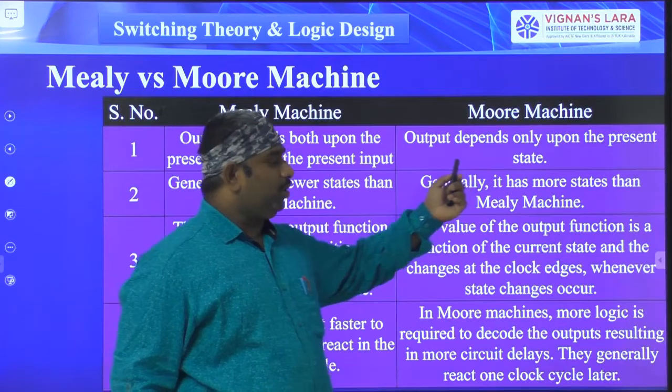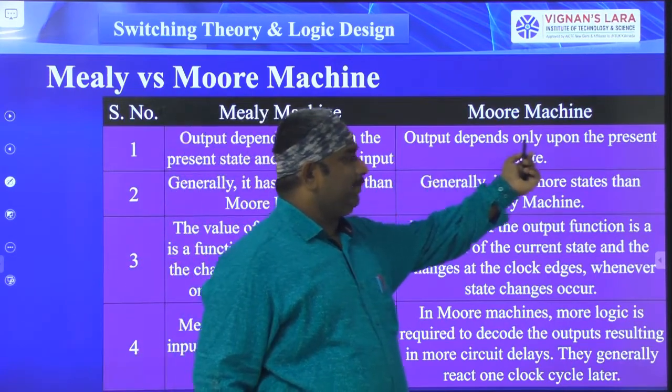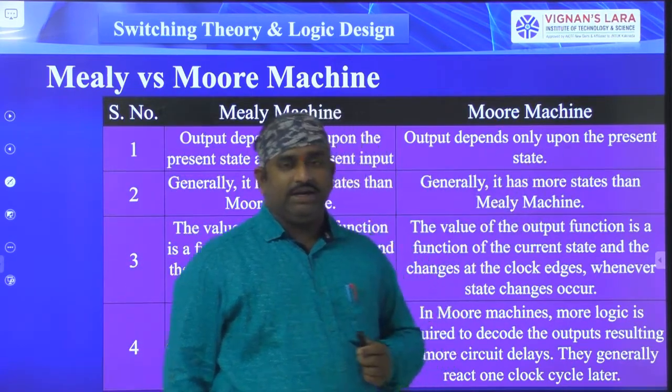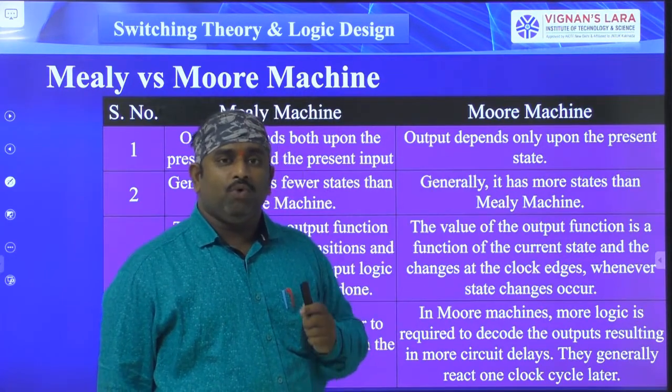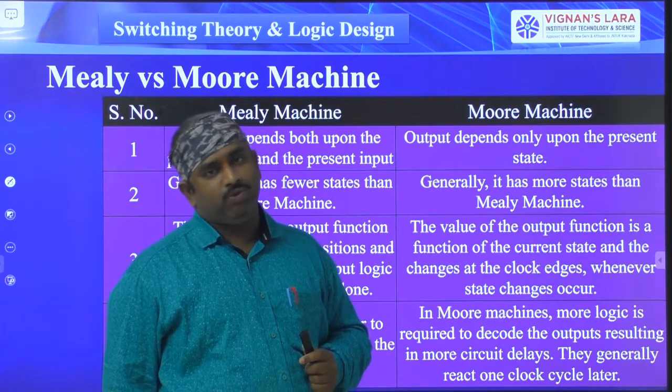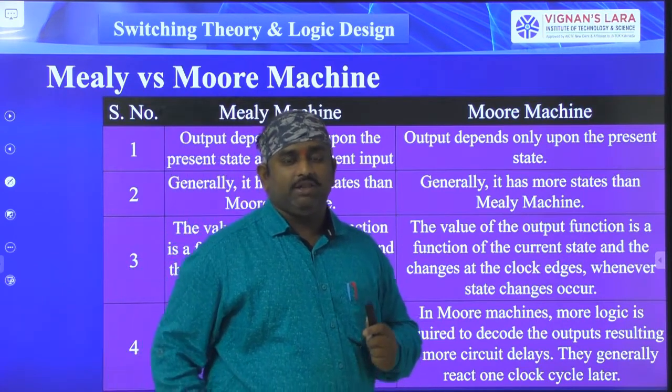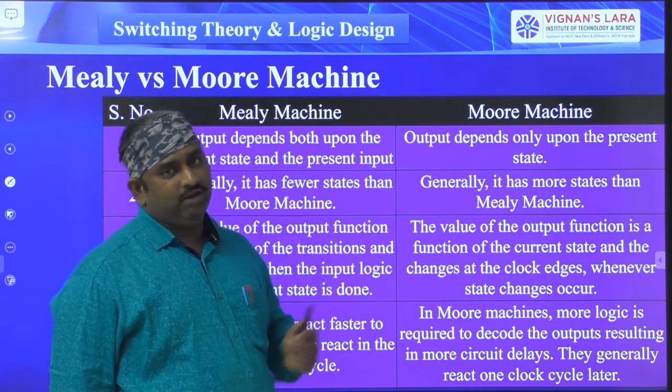Next, coming to the Moore machine, the output completely depends upon the present state. That is, there is no necessity of inputs here in the Moore machine. Here only the state of the system is more than enough. The state of the system, that is the output of the system, is more than enough.